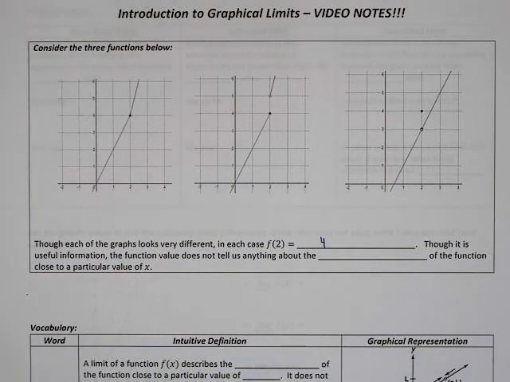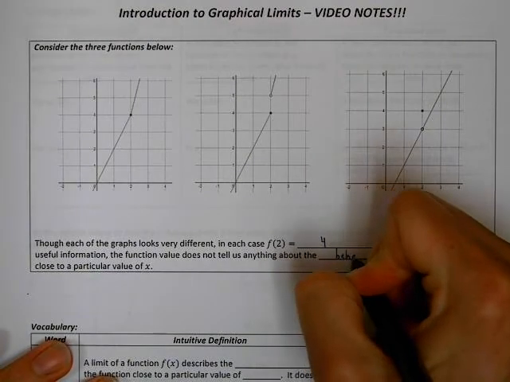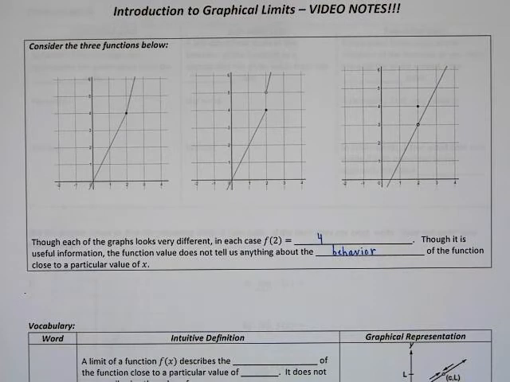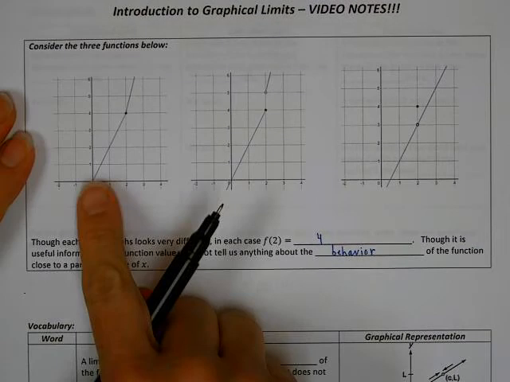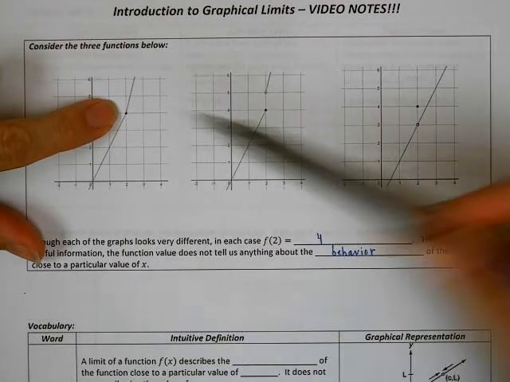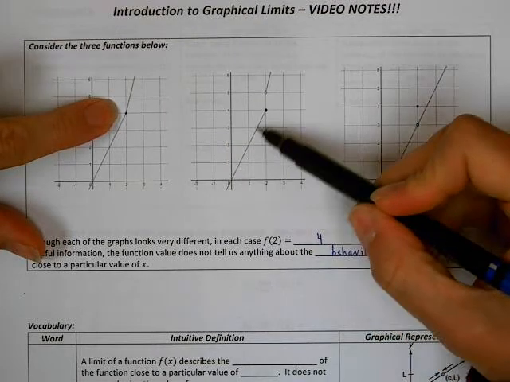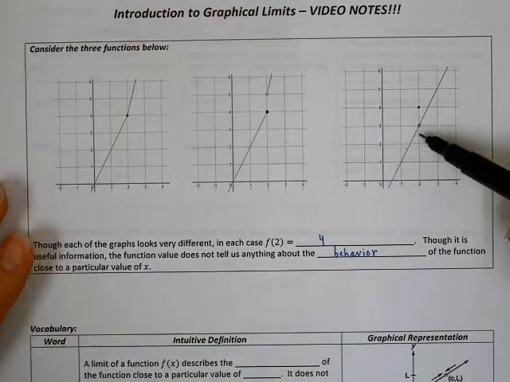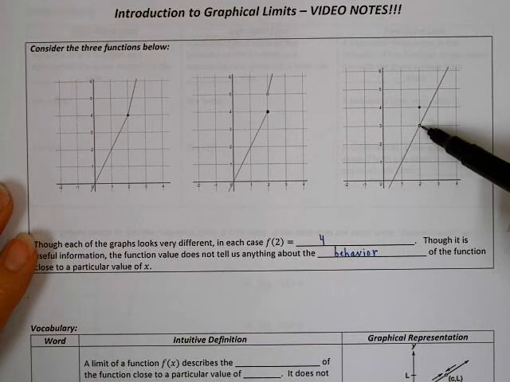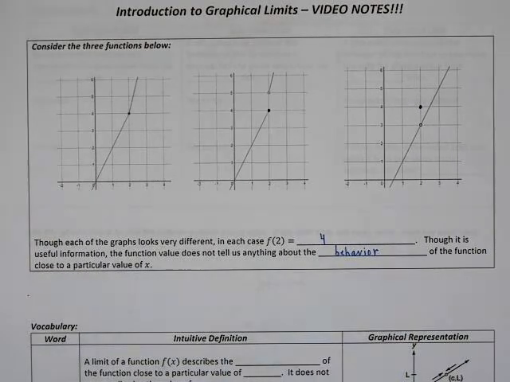Though that's useful information, the function value does not tell us anything about the behavior of the function close to a particular value of x. The function value is the same, but we talked about the idea that the first one is a connected function. The second one is disconnected, but that function value is attached to that piece. It's the closed endpoint of that piece. And here, we get that disconnected just at a point, and that point has been defined somewhere else. So the fact that f of 2 equals 4 doesn't really tell us what's happening very close to that value of x. And that's why we have limits.